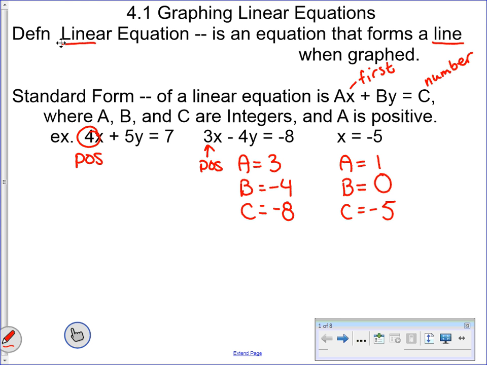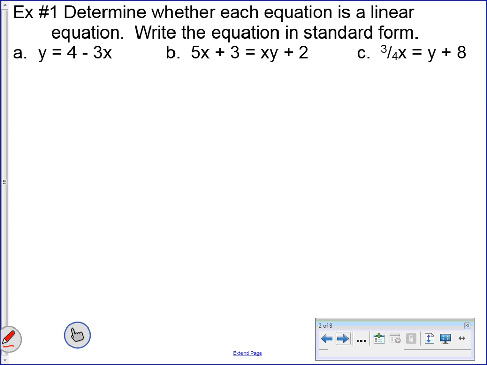All right, next slide. Here we have 3 equations. They may or may not be linear. Our job is to determine if they're linear, and if they are, to put them in standard form.